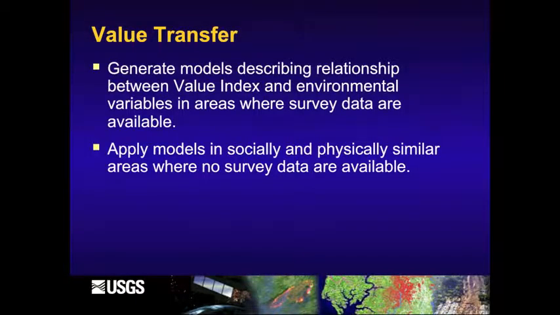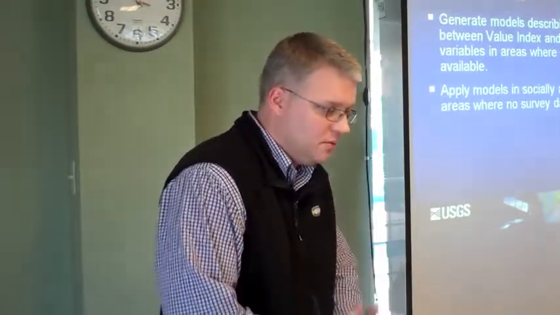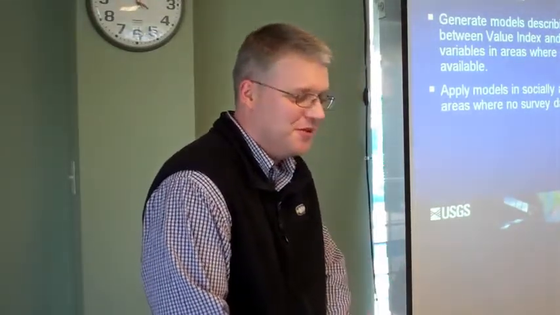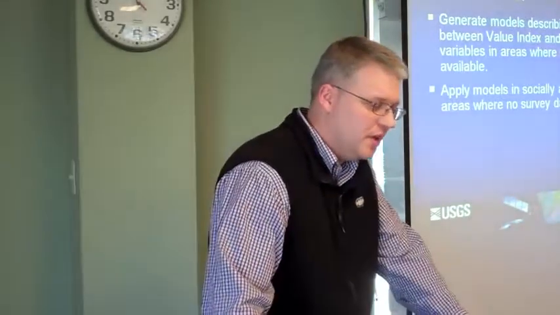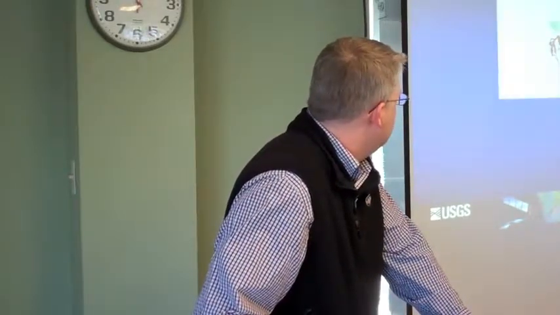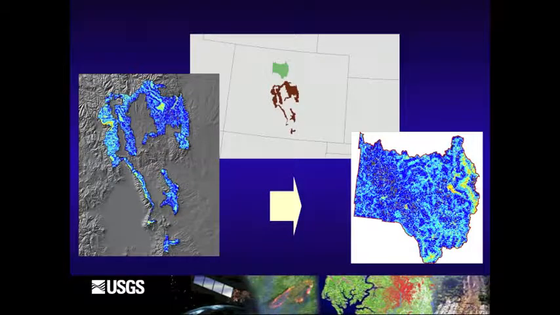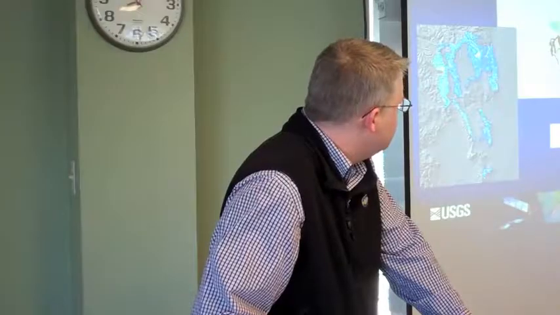Then value transfer, very quickly, because I'm running out of time. You're generating models describing the relationship between the value index and environmental variables in areas where you have survey data available to you, and then you're applying those models in what should be, or you hope are, socially and physically similar areas where no survey data are available. I haven't put a schematic with this one for the sake of time. I just very quickly visualize, okay, Pike San Isabel National Forest here in Colorado. We had survey data, produced a model, and we transferred it. How would that look? How do we predict a social value map for that same stakeholder group for Grand County, Colorado? And that's, again, just to visualize the spatial component.